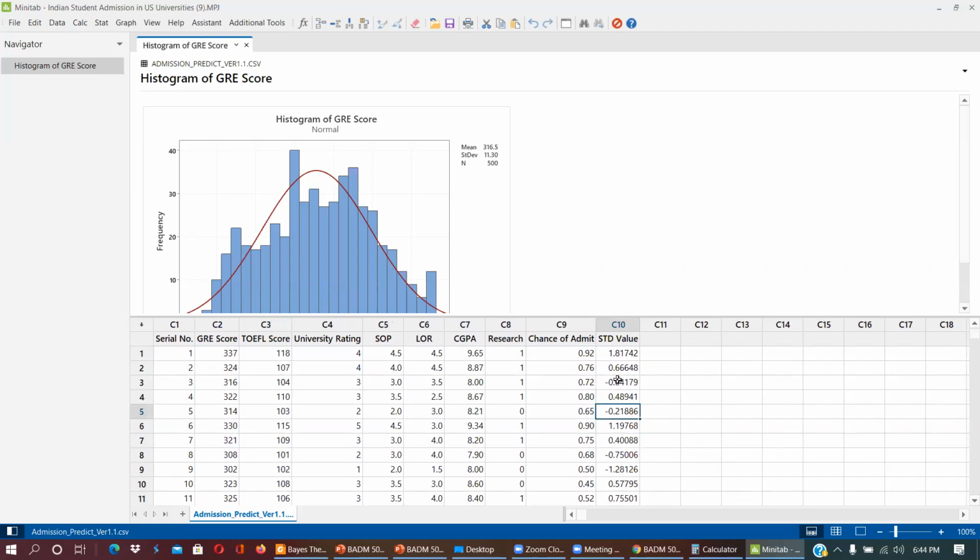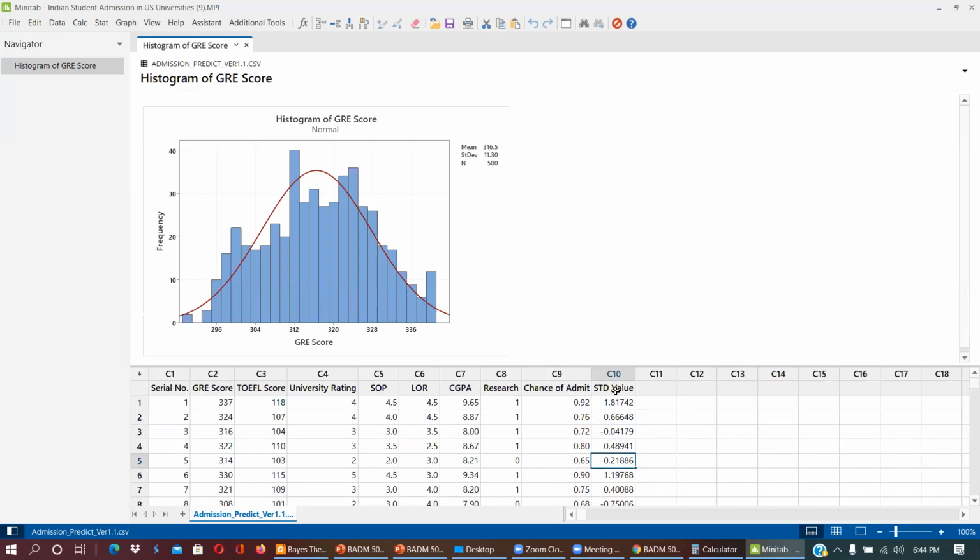value. What is the importance of this? The importance is this: when you compute the standardized value, its mean is always 0 and its standard deviation is always 1. So this is a simple normal distribution. Its mean is 316 and standard deviation is this. But when you do this, you will get to know that it's a mean. So I'm now going to do this.